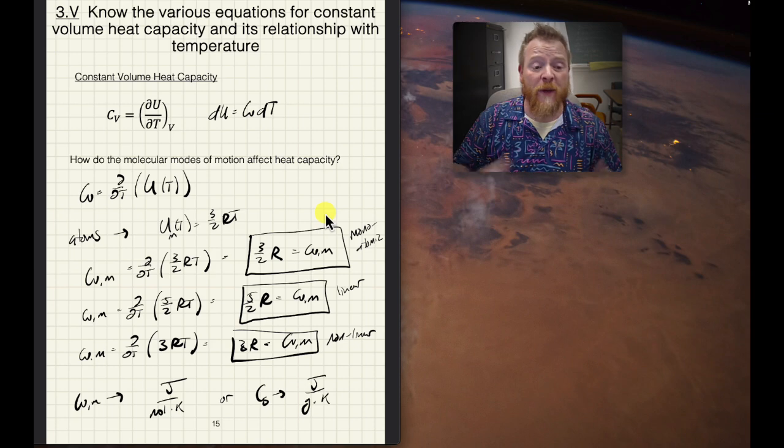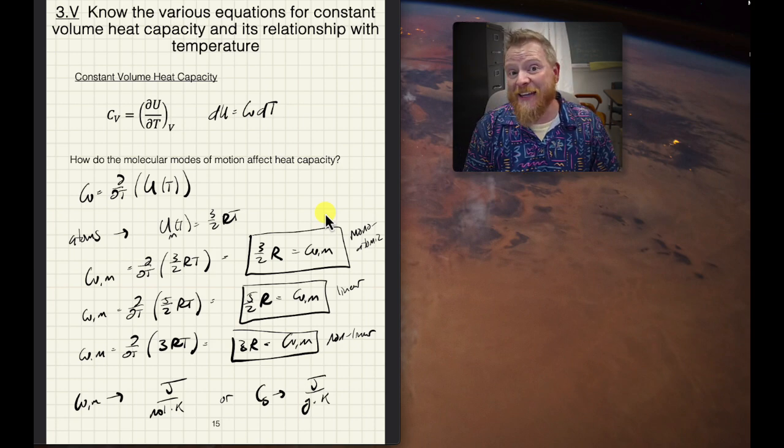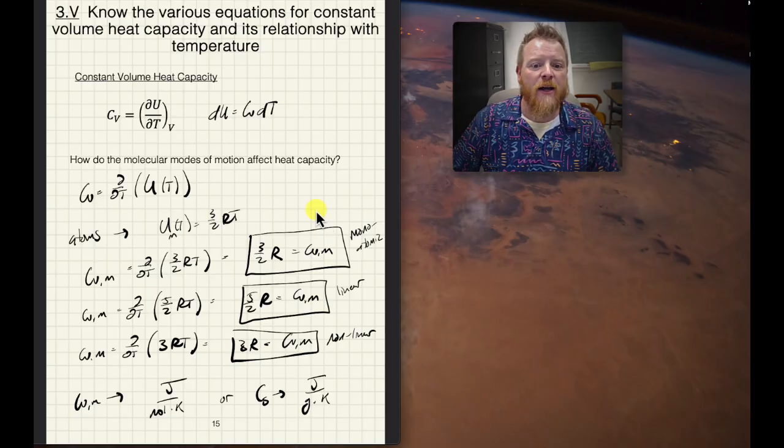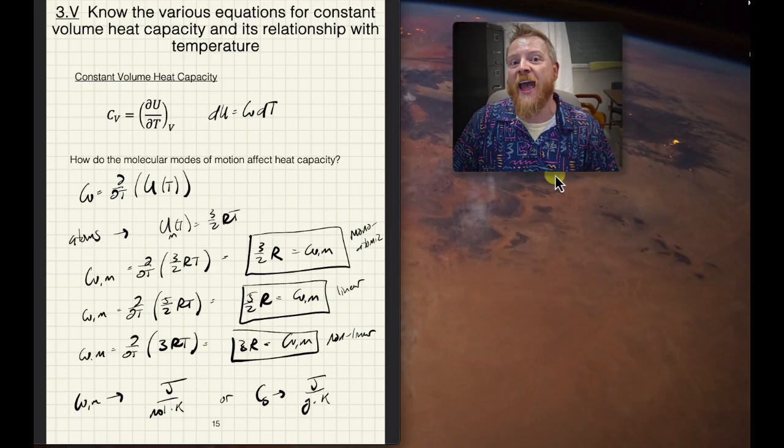Okay, so there will be another type of heat capacity for gases that we describe, which is CP, the constant pressure heat capacity. But before we go down that road, I want to have another brief video on the heat capacity of solids and liquids.